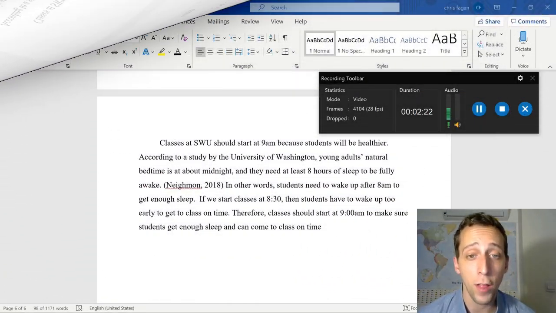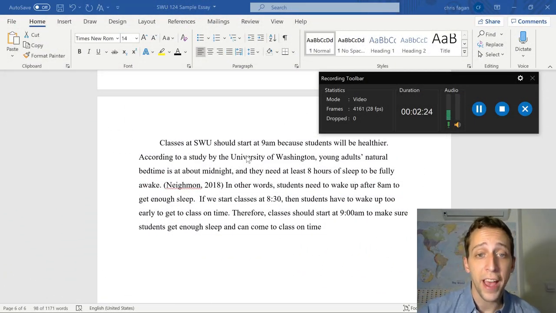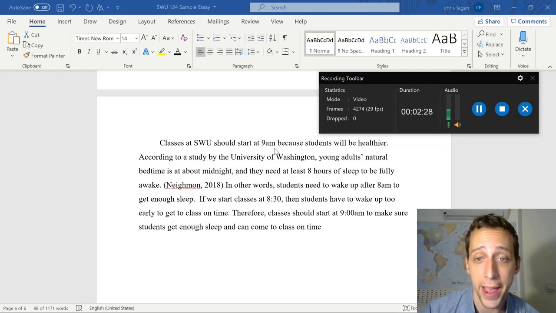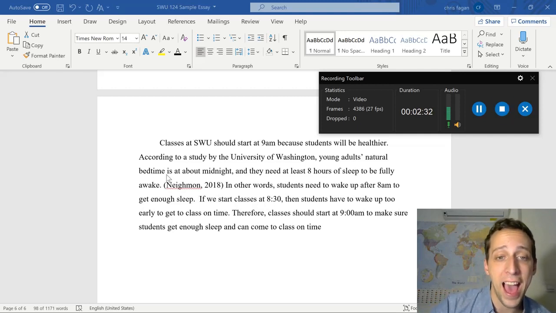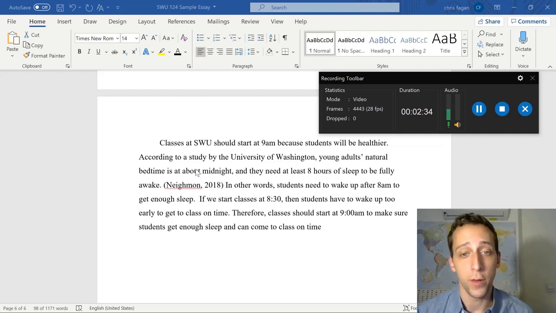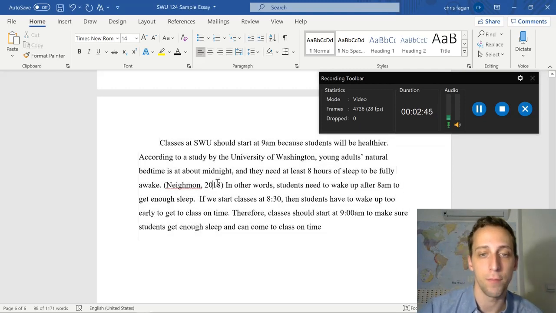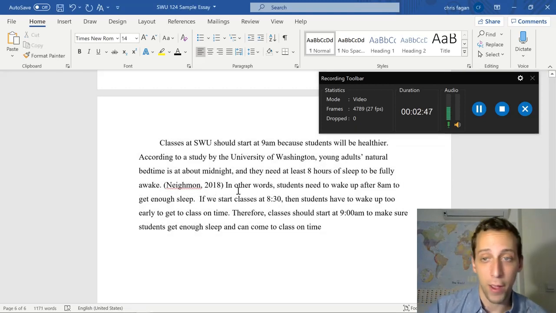Now I've used my outline, just like this, to type my full paragraph. I have my claim, classes should start at 9 a.m. because students will be healthier, and I have my evidence, right? According to a study by the University of Washington, young adults' natural bedtime is at about midnight, and they need at least 8 hours of sleep to be fully awake. And there I have my citation. Then now I get to my reasoning.